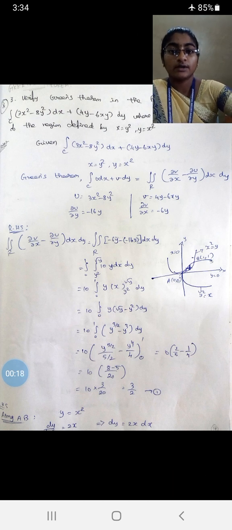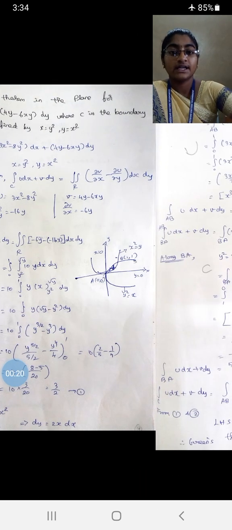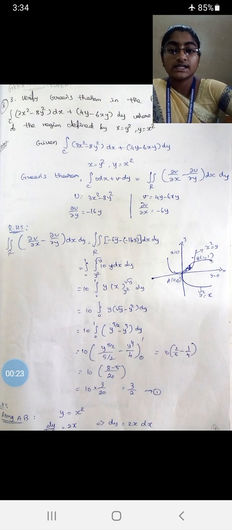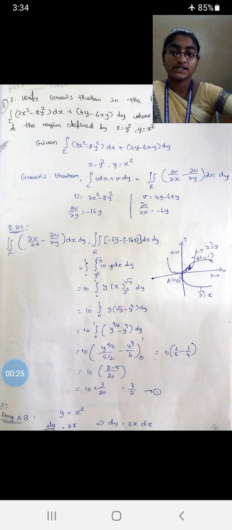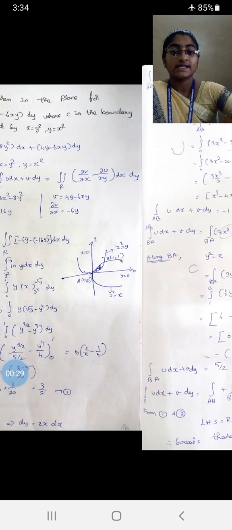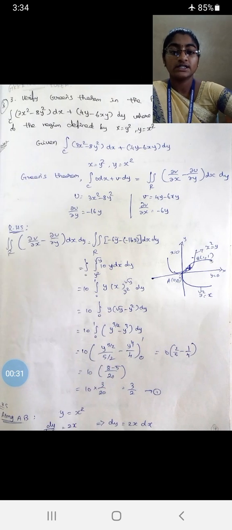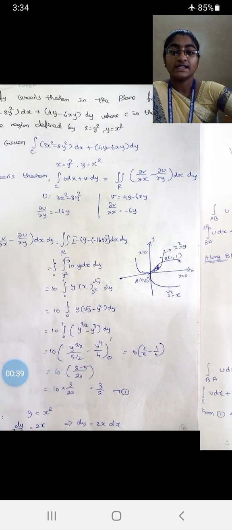Here there is a problem. Verify Green's theorem in the plane for integral over C of (3x² − 8y²) dx + (4y − 6xy) dy, where C is the boundary of the region defined by x = y² and y = x². Here two curves are given and also the plane is given.